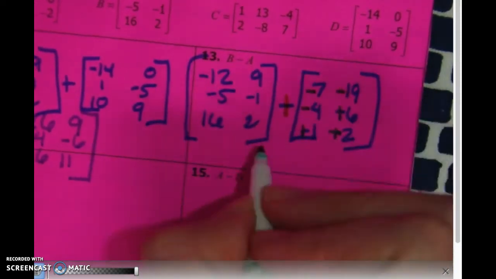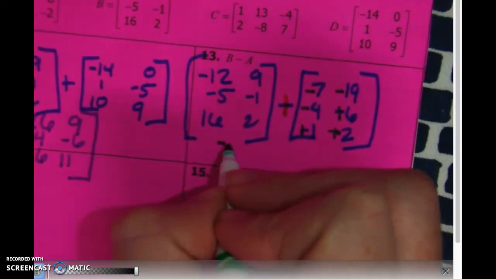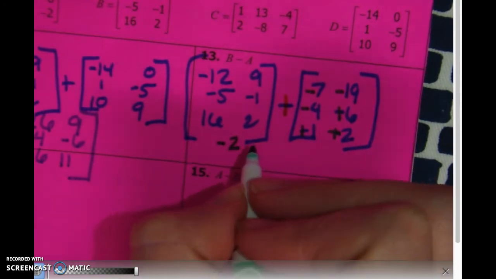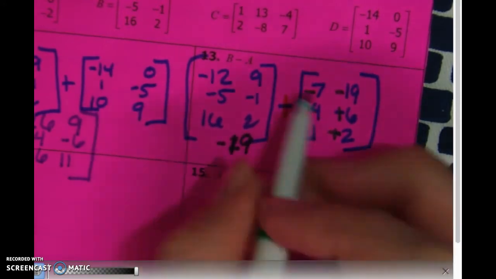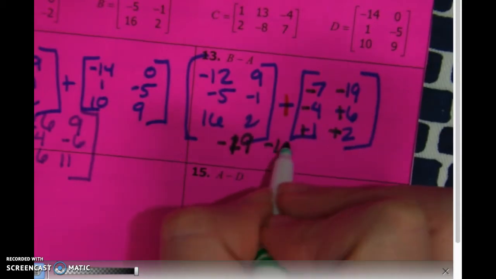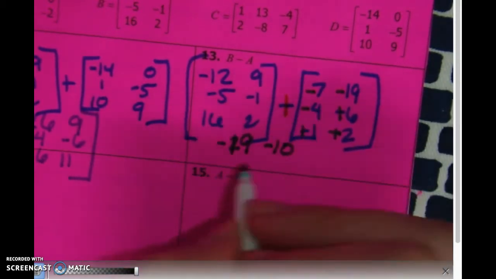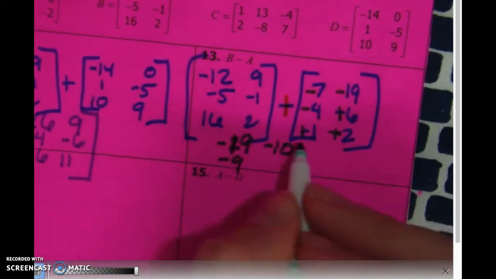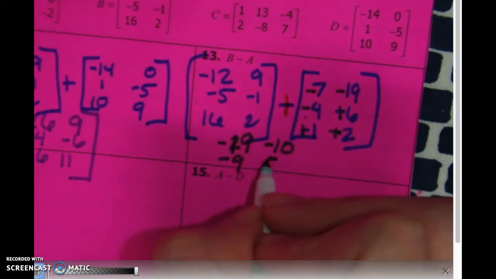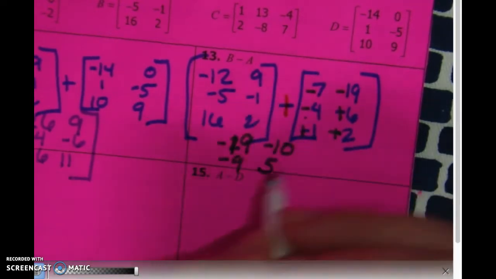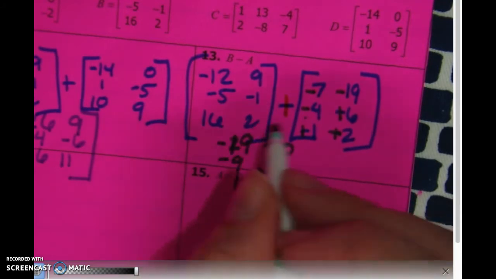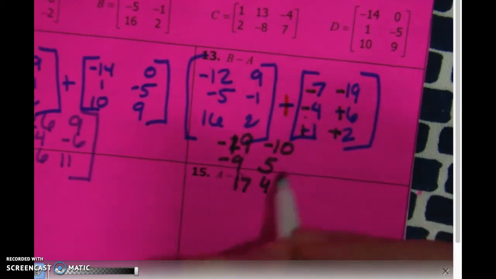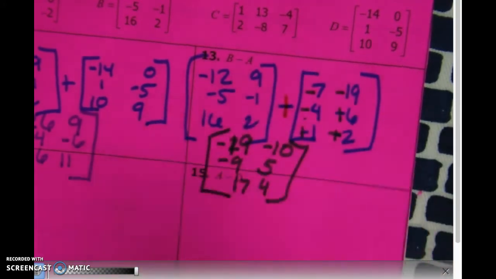What's negative 12 plus negative 7? What did you get? 19. Yeah. 9 plus negative 19 would be negative 10. Negative 5 plus negative 4, negative 9. Negative 1 plus 6 would be 5. 16 plus 1 is 17. 2 plus 2 is 4. Okay.